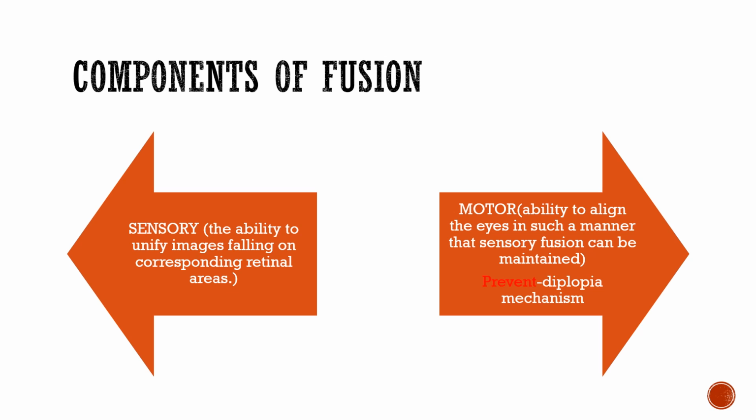And what are the main components used for fusion? One is sensory and the other is motor. The sensory component maintains the images falling on corresponding retinal points, and the motor component maintains the image alignment in order to avoid diplopia.